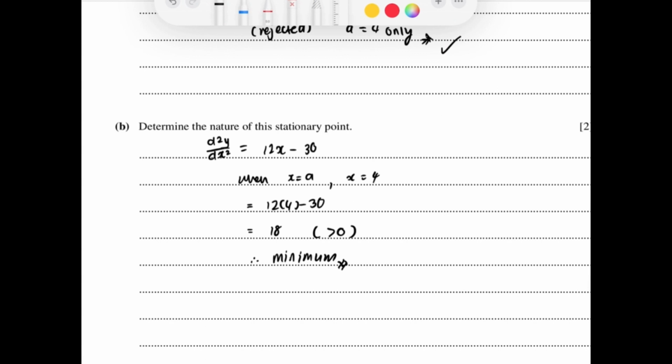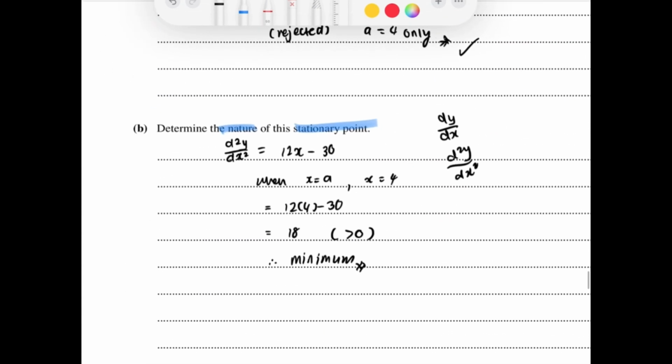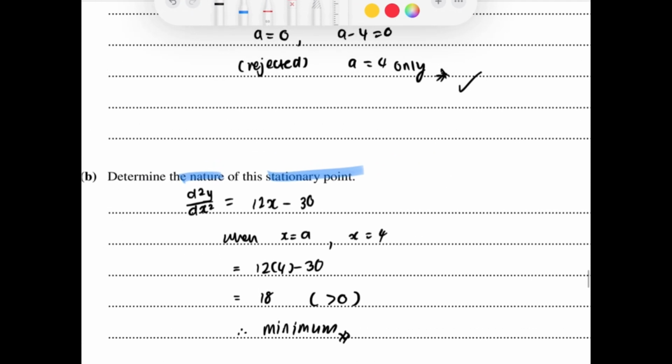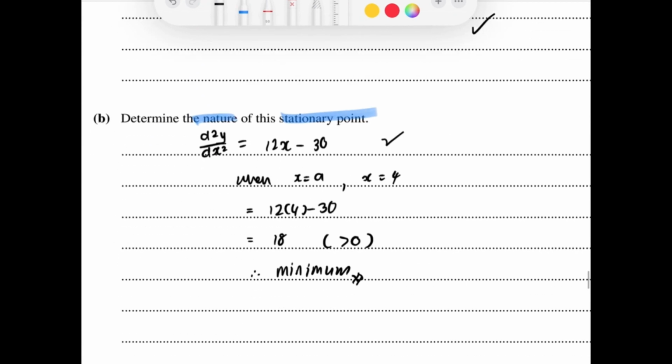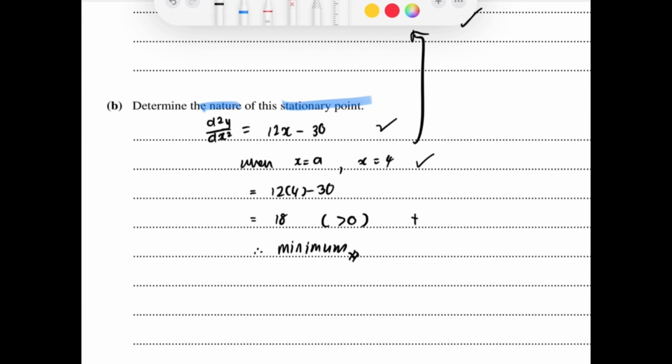Determine the nature of the stationary point. You see nature and you see stationary point, you have to find dy over dx and then find d squared y over dx squared. But over here we are already given dy over dx. So now we just need to find d squared y over dx squared. So that's what I did. I differentiated dy over dx, substituted x equals 4 because that's what I found earlier, and you get 18. This is a positive value, which is larger than 0, so it's a minimum.